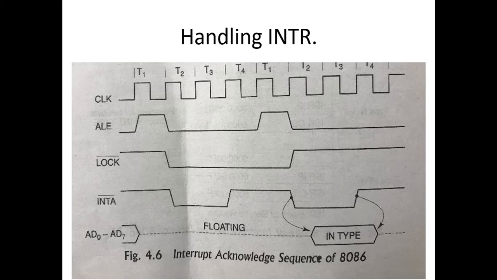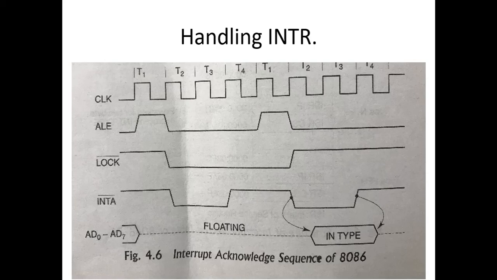You can see in the timing diagram that at the trailing edge of LOCK, the INTA goes low and remains low for two clock states before returning to the high state. It remains high till the start of the next machine cycle, that means the next trailing edge of the ALE. Then INTA again goes low, remains low for two states before returning to the high state.